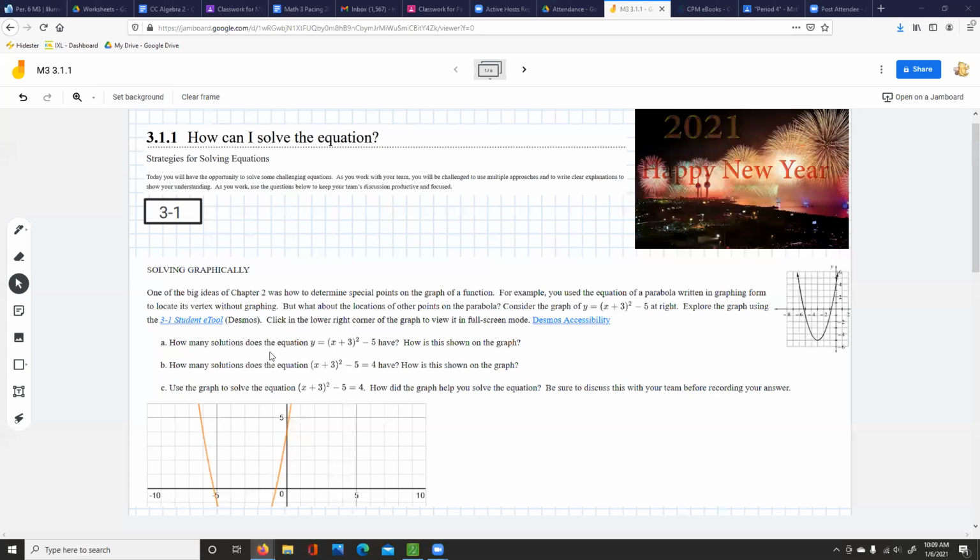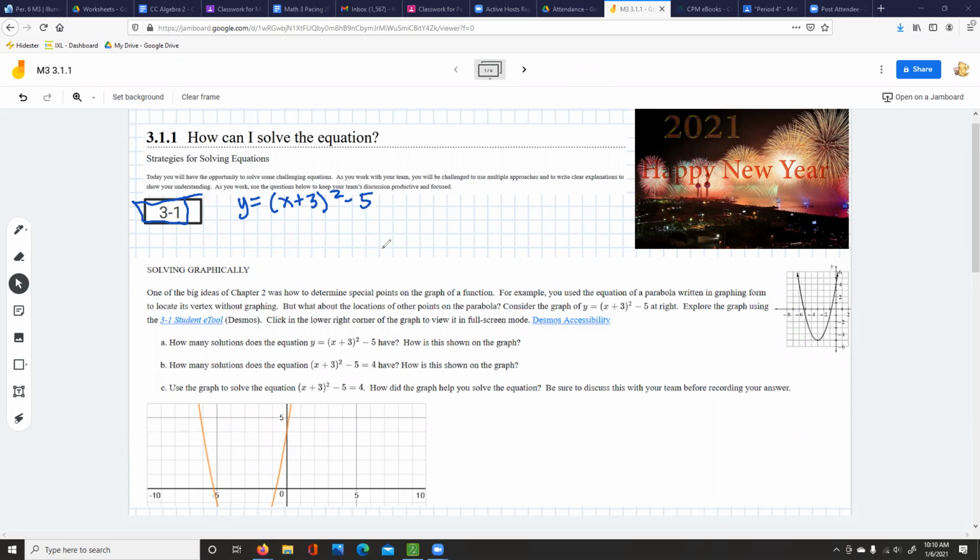So we're looking at how to solve this equation right here. How many solutions does the equation y equals x plus 3 squared minus 5 have? Okay, how is this shown on a graph? So let's go ahead and write this down for 3.1. I need to annotate, and hopefully I have a good color. Let's use blue. Okay, so let's write the 3.1 here, and we're doing y equals x plus 3 squared minus 5.